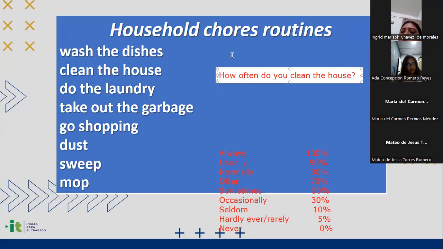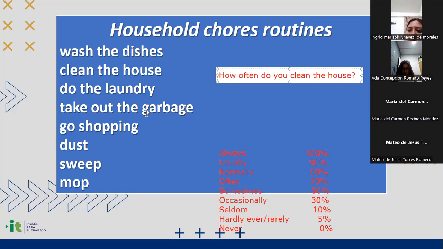Okie dokie. Right? Ada, please. How often do you do the laundry, Ada? Lava la ropa, right? I usually, normally, I usually do the laundry. Do the laundry. Okay, very good. Thank you. Let me see. Wilmer, please. How often do you take out the garbage? Sacar la basura, right?